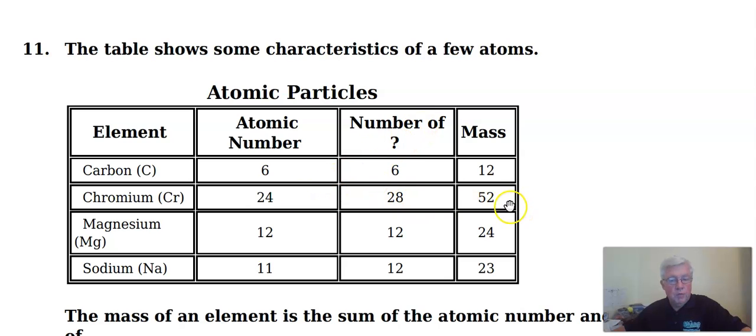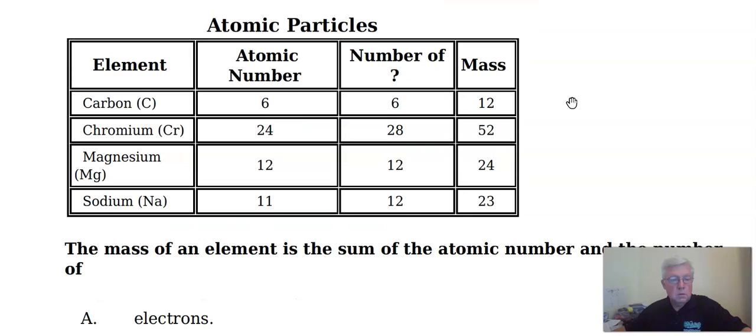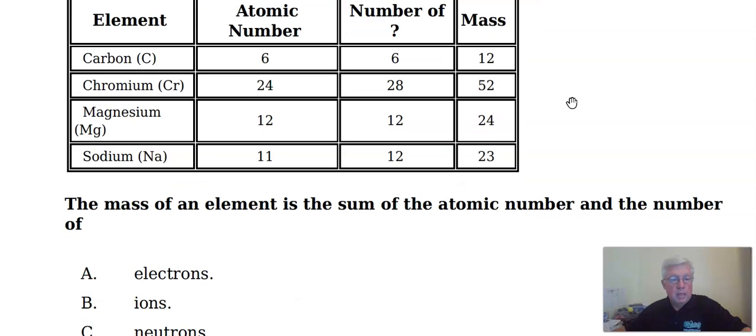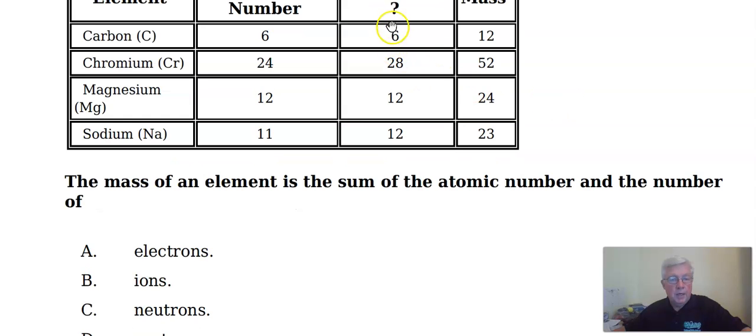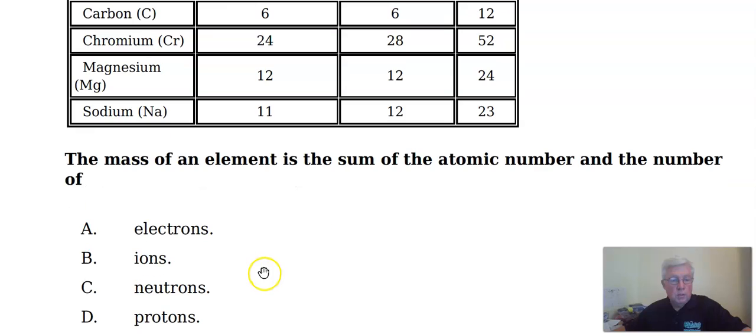24 and 28 equal 52. This must be the number of neutrons. 12 plus 12 is 24. 11 plus 12 is 23. We did that on that periodic chart question. Okay, so let's see what the question is. The mass of an element is the sum of the atomic number and the number of, what we just said, number of neutrons. The best answer for 12 is neutrons. We know that. And this chart just kind of helps us with that a little bit. The mass of an element is the sum of the atomic number and the number of neutrons.